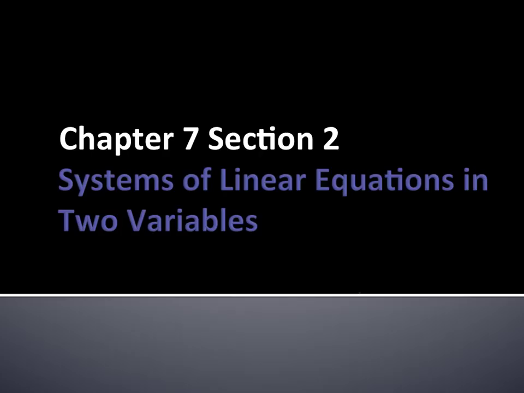So 7-2 is systems of linear equations in 2 variables. Okay, we are now doing elimination. So after today, you will know 3 ways to solve systems of equations: graphing, substitution, and elimination. And again, if the directions say specifically to do a specific one, you need to do that. But if it just says to solve, you've got options. You can choose between them, and you get to pick whichever one makes the most sense.